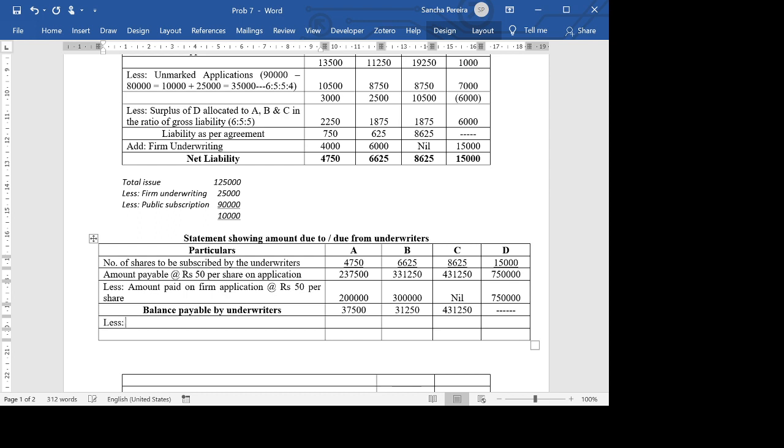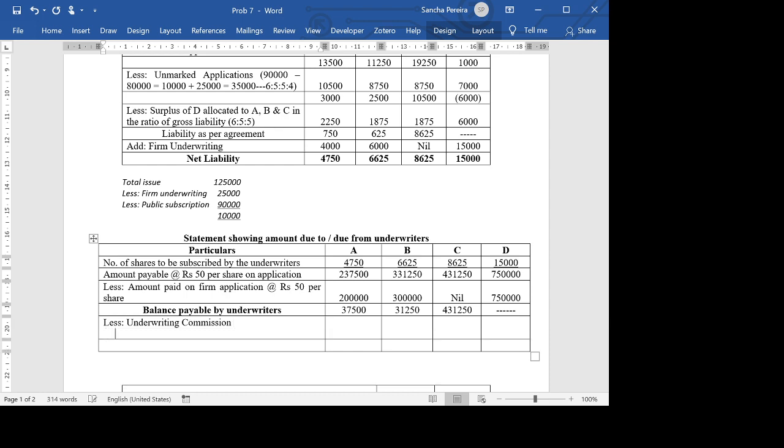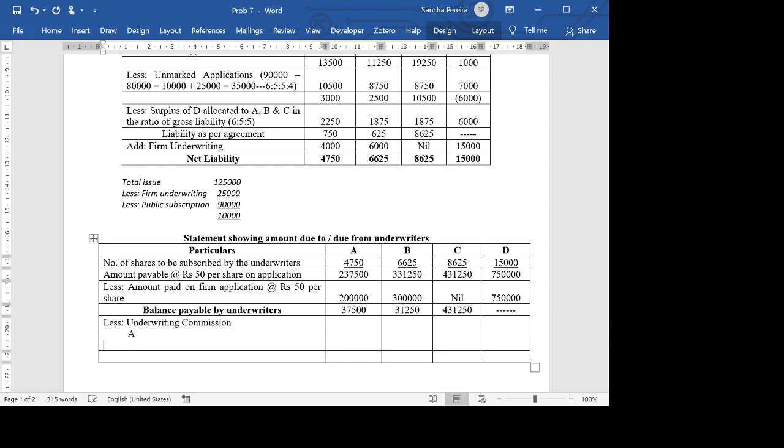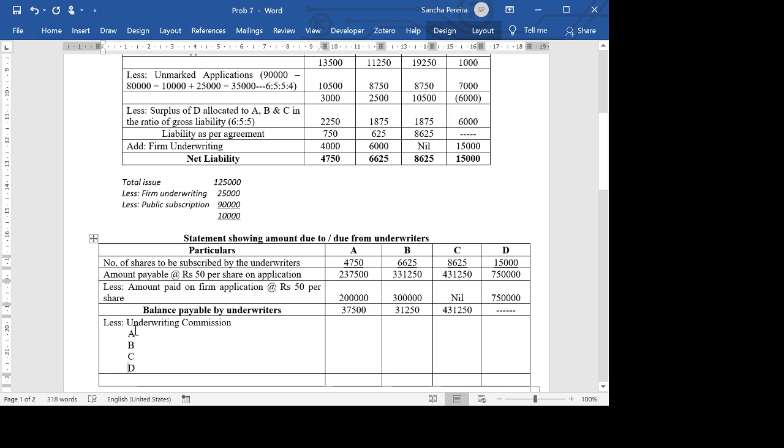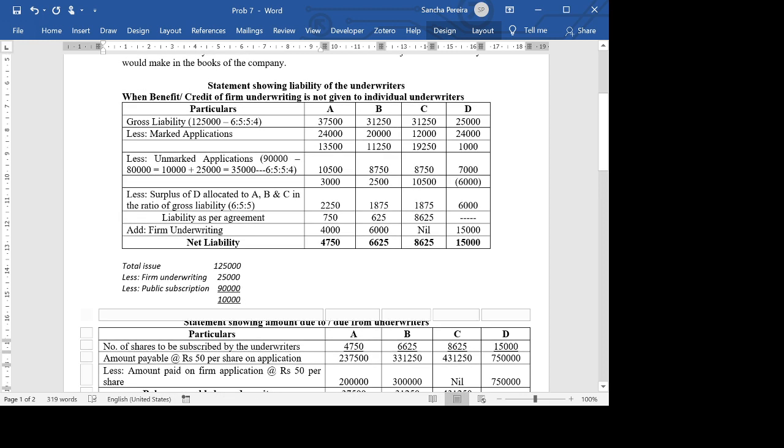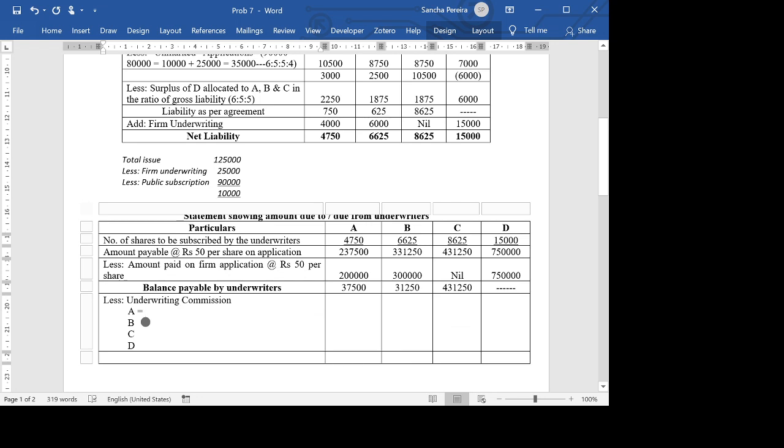So I say less underwriting commission. Okay, so I calculate underwriting commission for each one: A, B, C, and D. Okay, so that's equal to, always, underwriting commission on gross liability, the initial responsibility they have taken. Okay, on gross liability. So 37,500 in case of A.